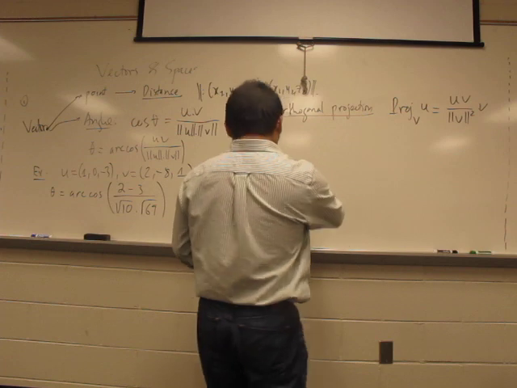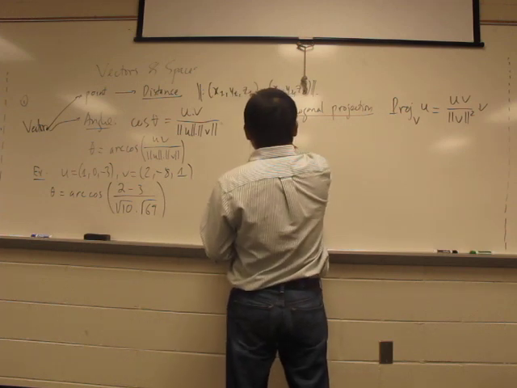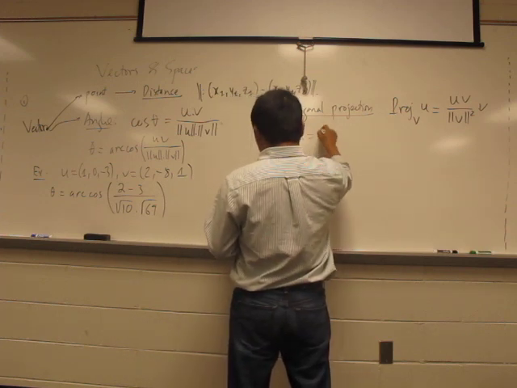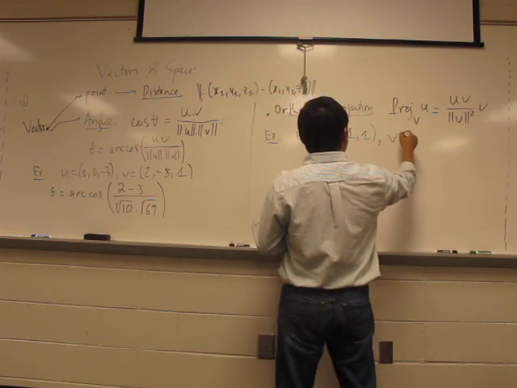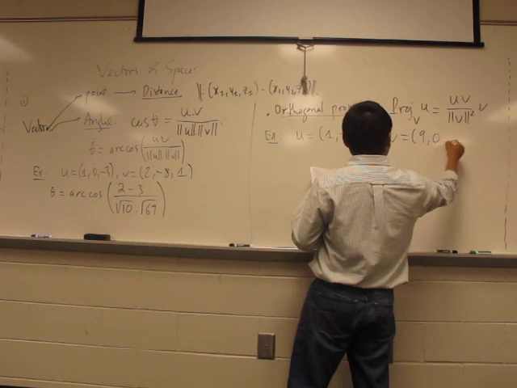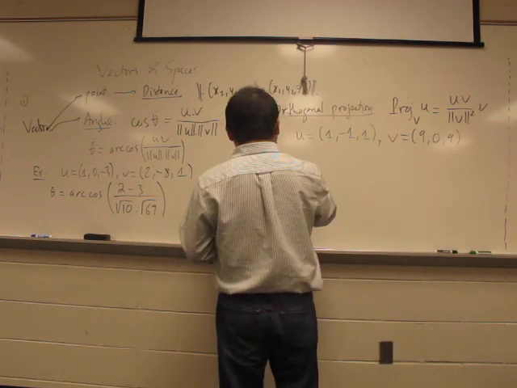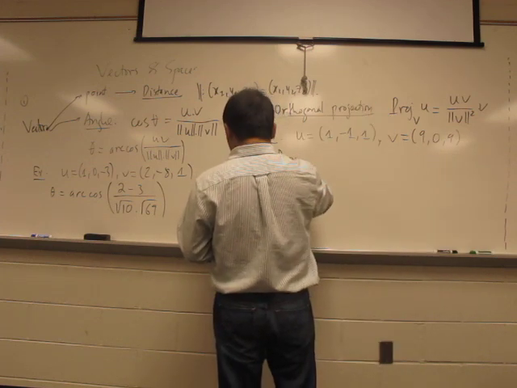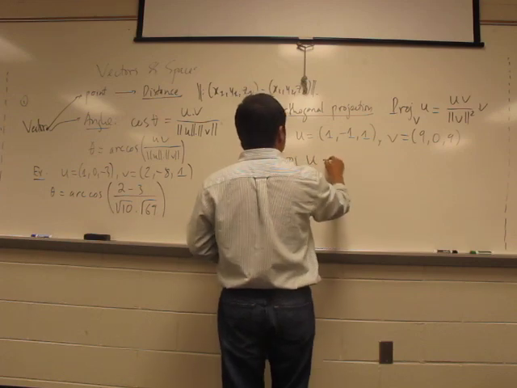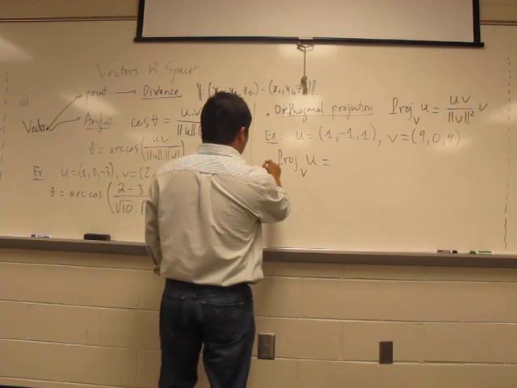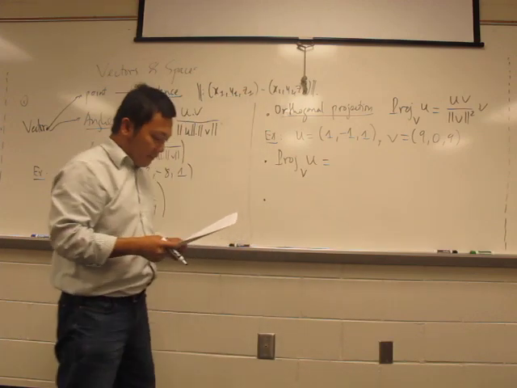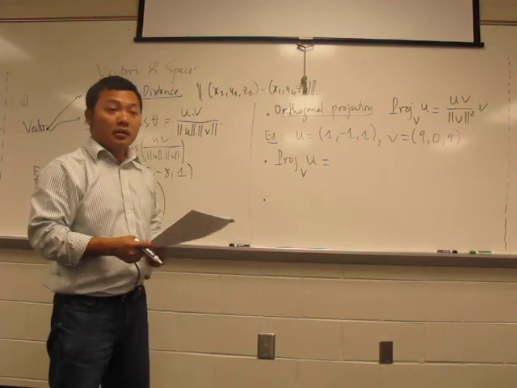Okay. So here's the problem. You have u equal to negative 1 and 1, and then your v is 9, 0, and 9. Let's find the orthogonal projection of u onto v, right? Of u onto v. That is the first question. The second question is to find the vector component of u orthogonal to v.